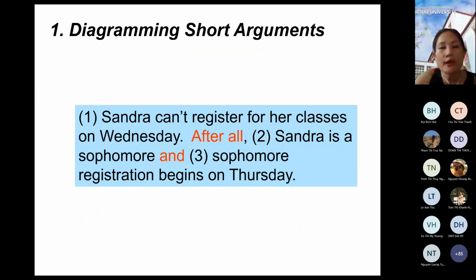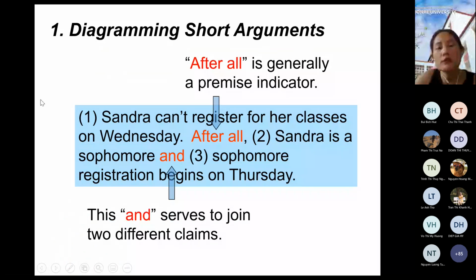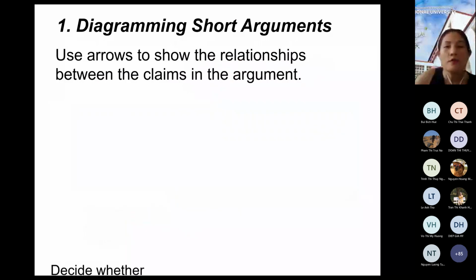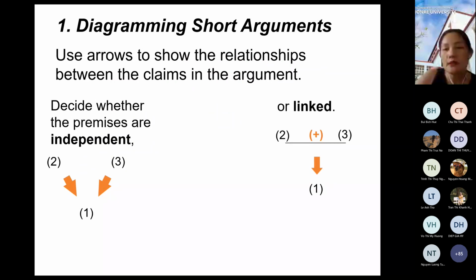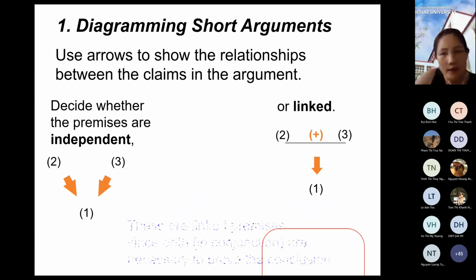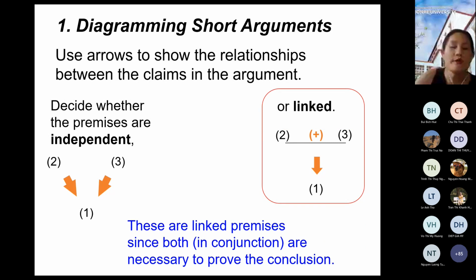And you see that when we draw, first we could see that After all is the indicator word, and the "and" is the linking word. Okay, so we break it and we draw. So whether you say the 2 premises are independent, then this is the diagram, or they are linked, then this is the diagram. And this is the diagram that Thuan showed us. And all of you, or even most of you, agree with the diagram from Thuan, isn't it? And yes, that is the correct answer. Here, 2 and 3 are very much linked before coming up with the conclusion 1. Get it? That is the meaning of diagramming short arguments.